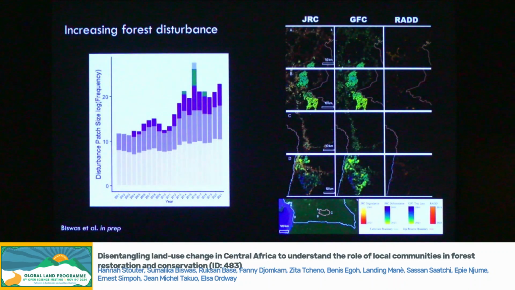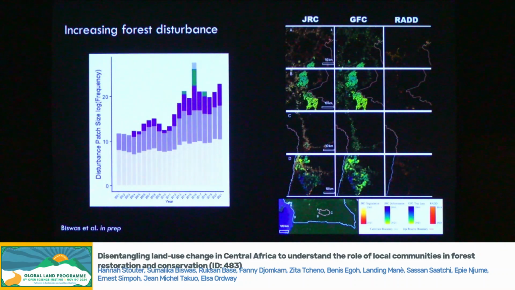Moving on to some of the results. In terms of forest disturbance, when we look across all 3 of these data sets, we're seeing slightly different patterns of forest disturbance across the region. We are finding that when we combine these data sets, we're getting a more accurate understanding of where forest disturbance is actually occurring.